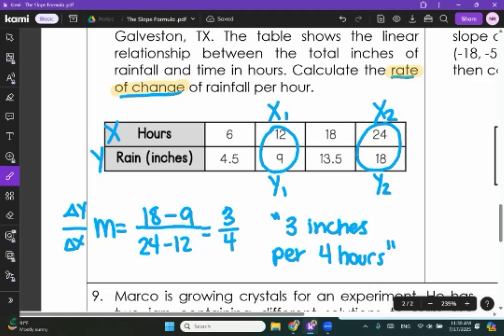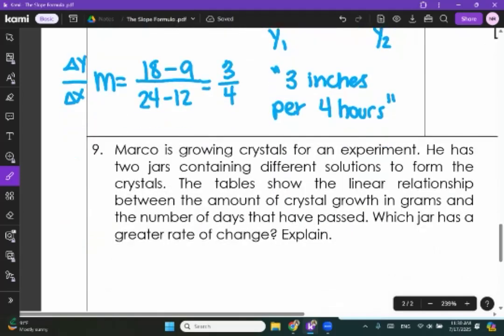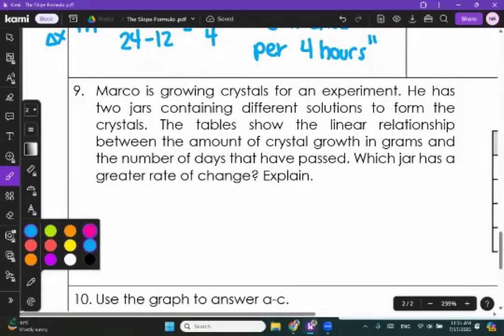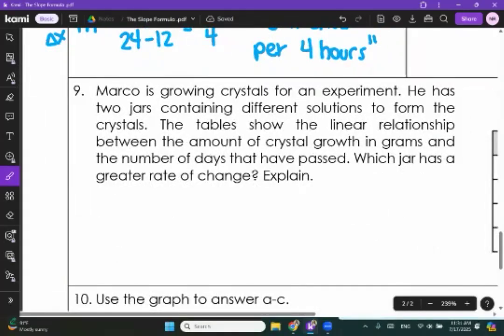Last year we skipped over number 8, so I'm going to skip over it again. Number 9. Marco's growing crystals for an experiment. He has 2 jars containing different solutions to form the crystals. The tables show the linear relationship between the amount of crystal growth in grams and the number of days that have passed. Which jar has a greater rate of change? We want to know which one has a bigger slope. So we have to compare jar A to jar B.